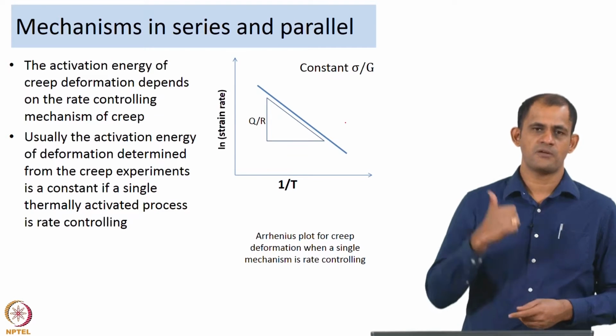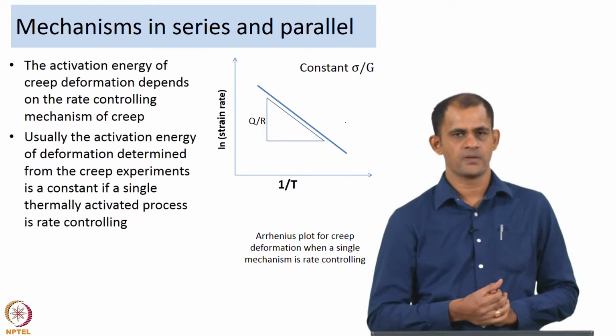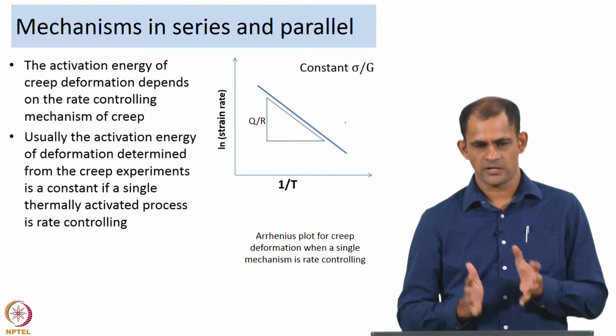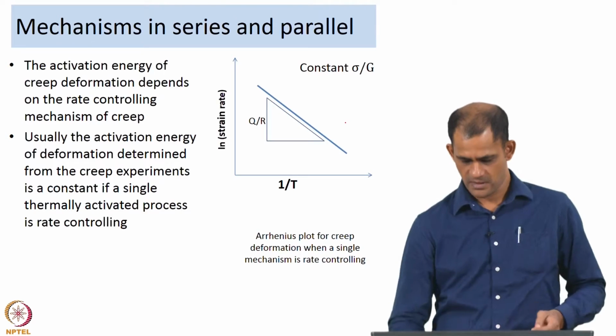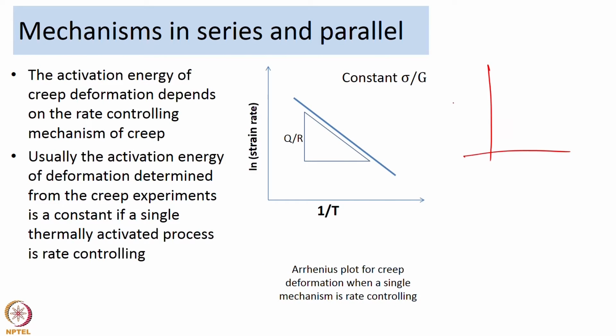That concept works if you have only one single rate controlling mechanism of creep. So, let us look at this. You have epsilon dot kT by D G b versus sigma by G. In the lower stress range you had n equal to 1, and only Nabarro-Herring creep as the rate controlling mechanism, and then at n equal to 5 you had only dislocation climb control, and then you had power law breakdown. So, if you had only one mechanism of creep which was rate controlling, then you are going to get only one Q value corresponding to that mechanism.